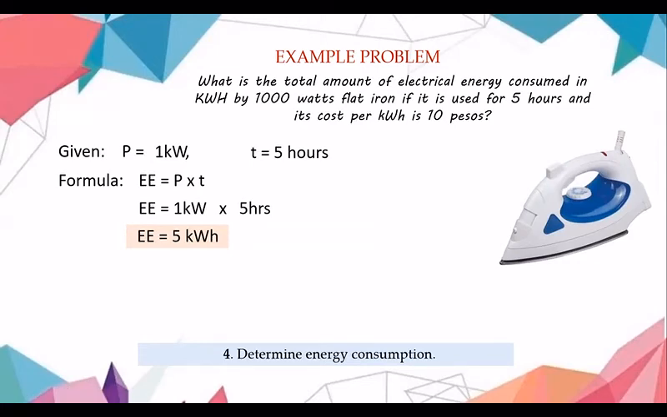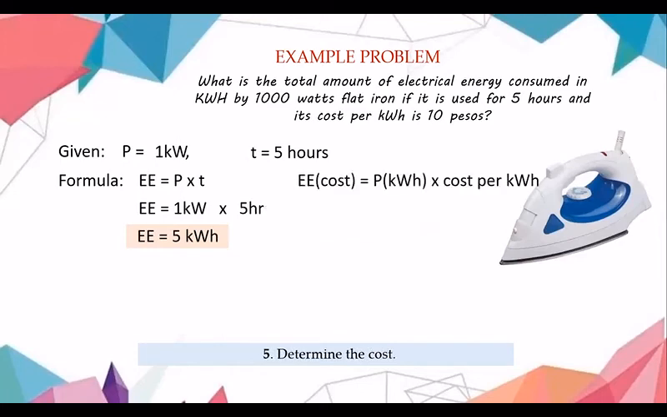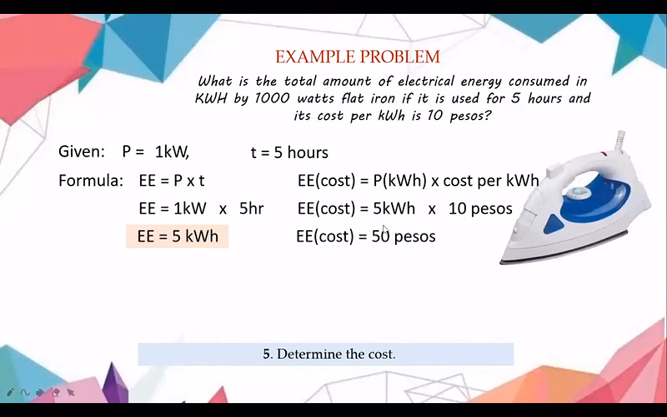We are now on the last but not the least step, which is determining the cost of using the flat iron. To determine that, we will use the formula energy in kilowatt-hours times cost per kilowatt-hour. In here, the energy in kilowatt-hours of the flat iron is 5 kilowatt-hours, and the cost per kilowatt-hour is 10 pesos. So let's substitute them to the formula. Then multiply it. The answer will be 50 pesos. So that is the cost of the flat iron in 5 hours of use.